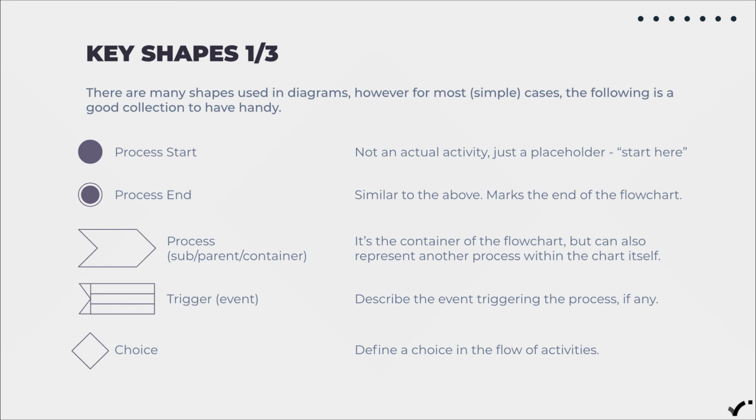Then you will have this choice, it's a diamond. Sometimes the process splits, the flow splits, if you have to make a choice. So say the customer in the bakery wants something more, yes or no. The diamond describes the choice. There could be more than two choices as well.